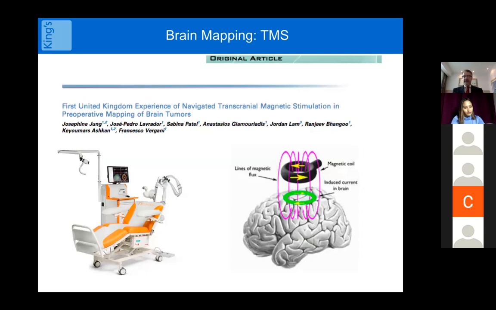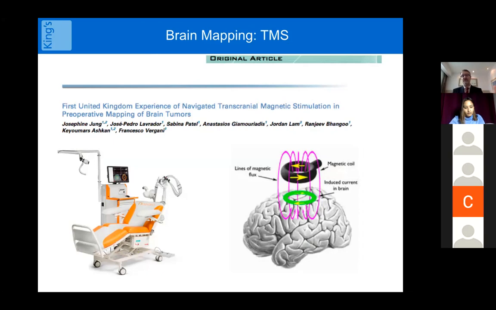At King's, but like in many other hospitals around the world, there are a few tools that we can use to accomplish this target. And one of the things is to obtain a preoperative mapping. So if you have a patient with a brain tumor, you want to be able, if possible, to do a mapping of function preoperatively so that you can localize the areas that are important for patients, so that you know in advance which areas you have to spare.